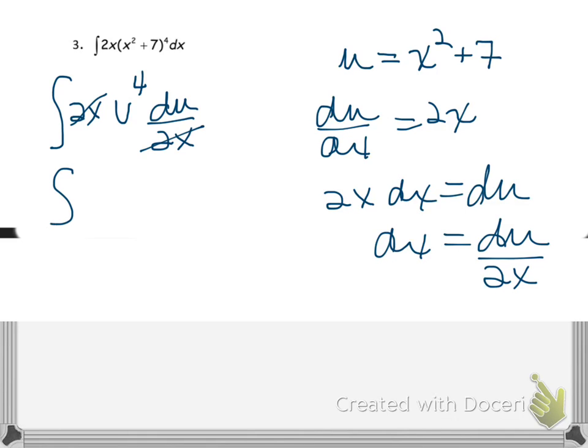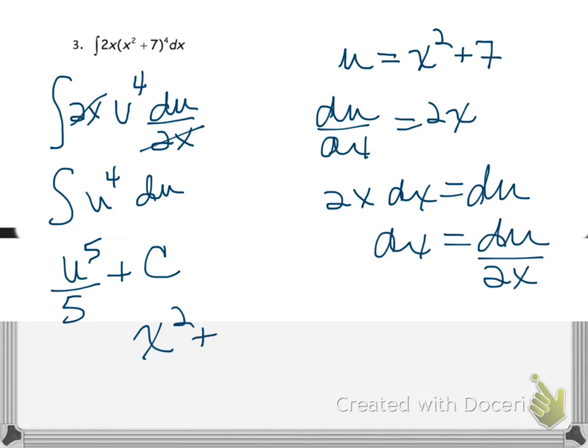So now my integration is just u to the 4 du, so my answer is going to be u to the 5 over 5 plus c. But don't forget you're not finalized until you replace your u, and that's over 5, and you need your constant of integration because we did indefinite integration. So there are some 3 nice little problems for you to go back and think about.